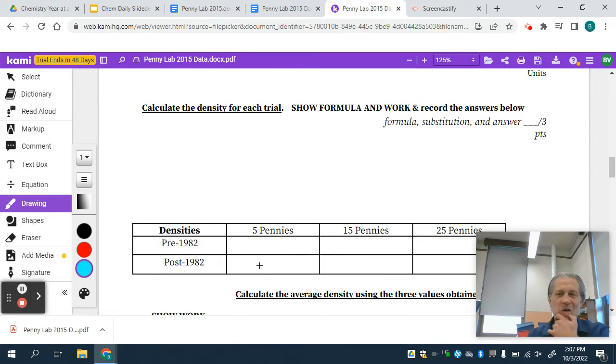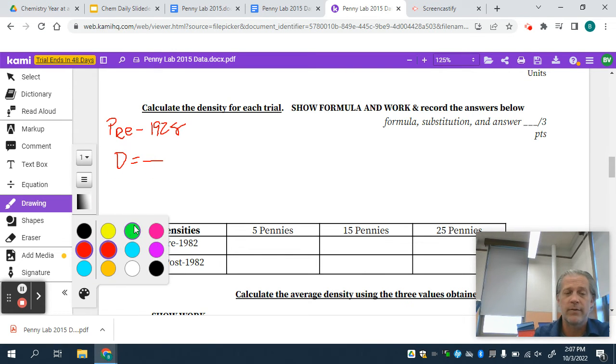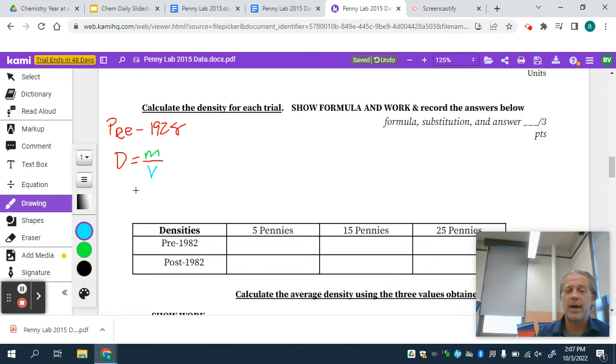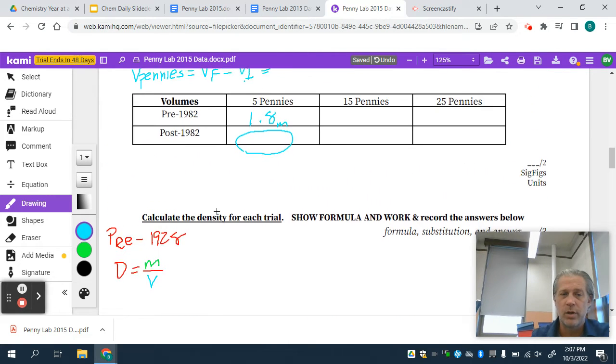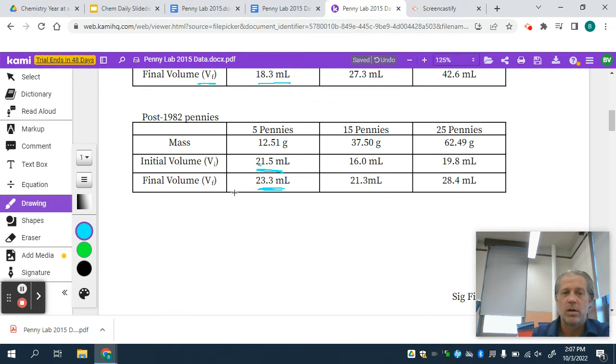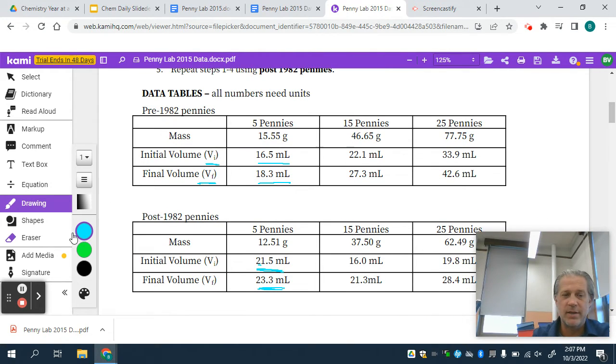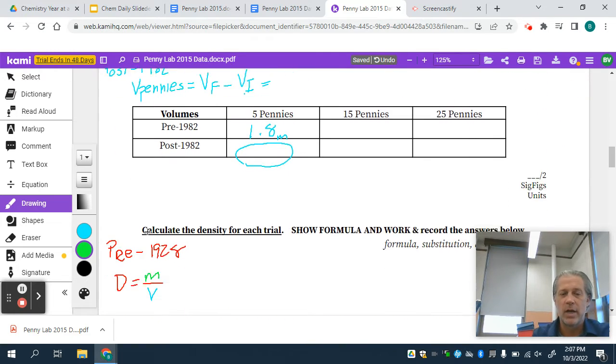The next part of this is we're going to be calculating the density for each trial. And so the density for each trial, you might recall the formula. So this is going to be pre 1982 pennies. So you might recall that the formula for density is equal to mass over volume. And so this time, what I'm going to do is I'm going to scroll back up to my data tables, and I'm going to see that the mass for 5 pennies in pre-1982 was 15.55. So I'm going to scroll back down, and that's going to be my mass.